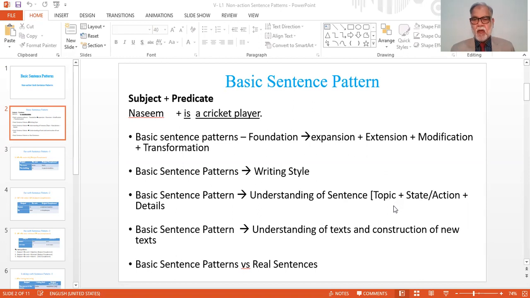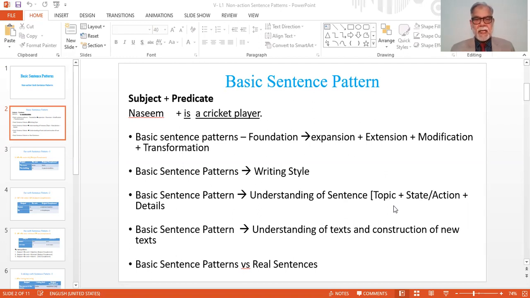Next, basic sentence patterns provide us understanding of the sentence. It tells us what the sentence is about. It means what is the topic of the sentence, what state or action has been mentioned in this sentence, and what are the related details about the subject, about the action, about the verb.